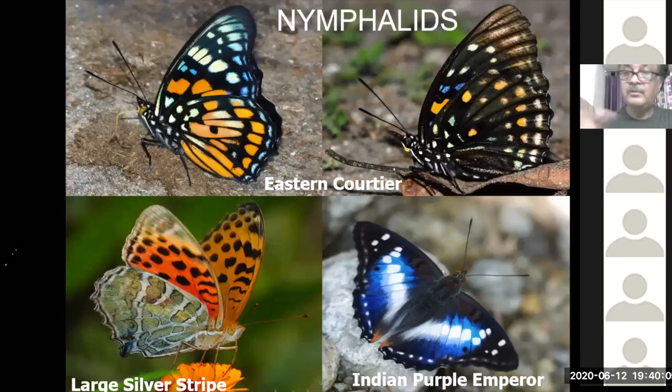Some butterflies lay eggs in large batches of 5 to 10 together, and some butterflies lay only one egg at a time. And then we have this very handsome butterfly called a large silver stripe. And then we have another beautiful one, the Indian purple emperor. The purple emperor keeps on changing the angles of the wings, and you see different hues of blue as it changes. So these are structural colors again.